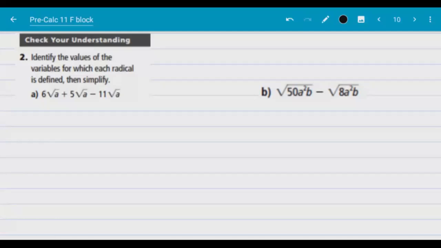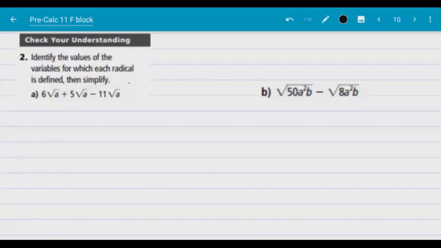Hi everyone, so this is Check Your Understanding number 2, and we are going to be going over the question right now. Identify the values of the variables for which each radical is defined, then simplify.